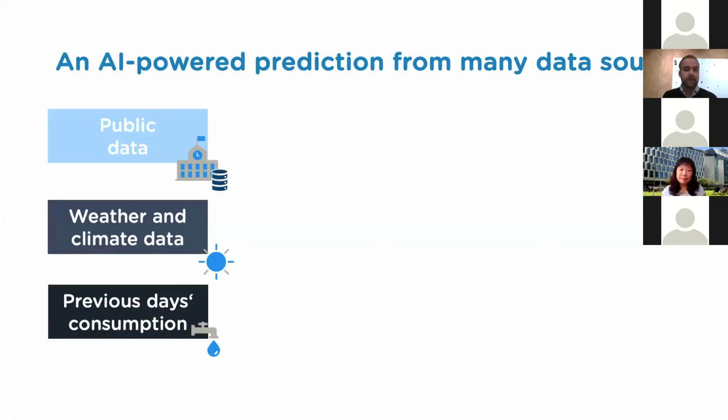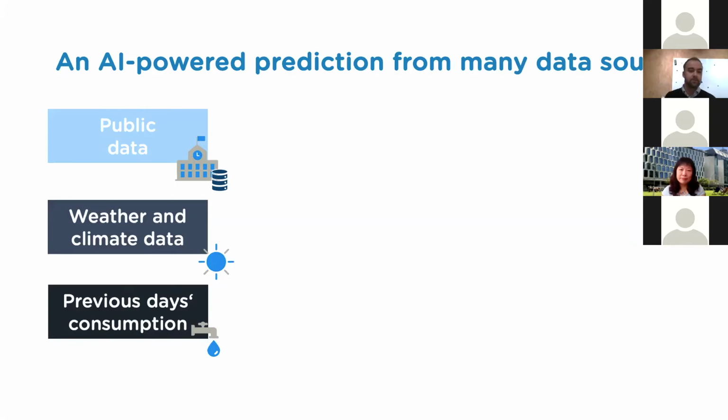The AI solution that we created leverages several kinds of data streams. First of all, it uses public data. That can be calendar events, like if you have a big concert in your town. It could also be the population numbers, the mix between population and industry in the city. Another very important data source for drinking water is, of course, weather and climate data. So what is the temperature going to be tomorrow? What is the rainfall going to be?